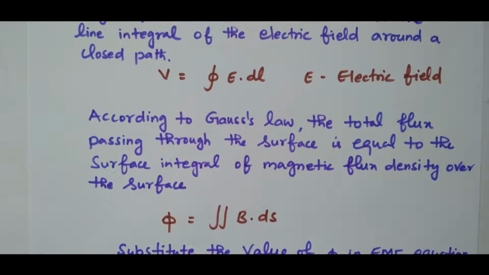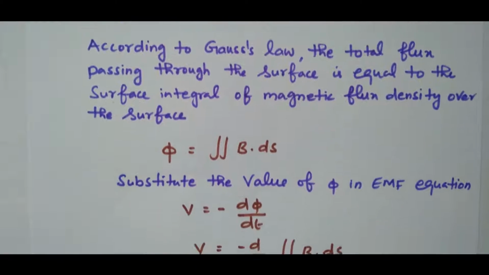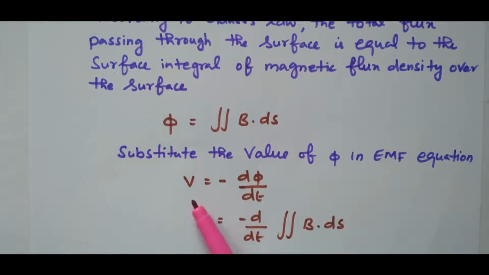Now we will substitute this Φ in the EMF equation, that is V equals minus dΦ by dt. So V equals minus d by dt of the double integral B dot ds. This Φ is now replaced with the expression given by Gauss law, in terms of magnetic flux density. V equals minus d by dt double integral B dot ds.